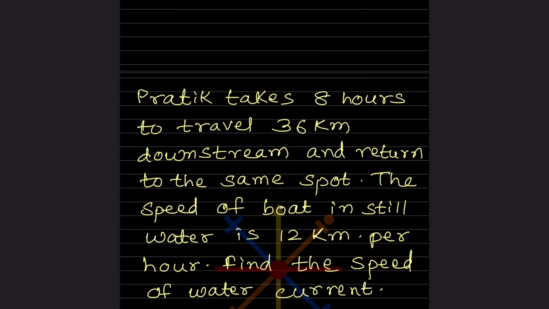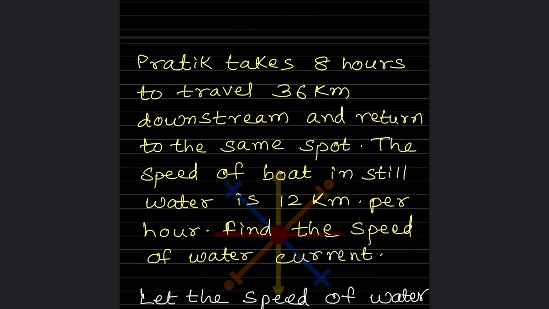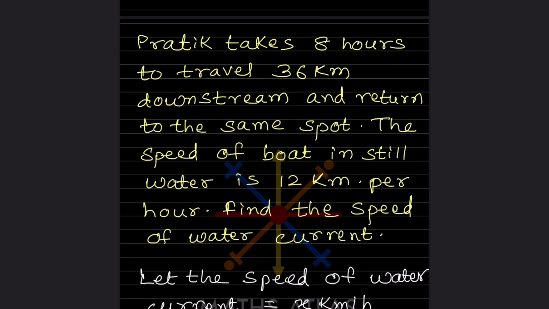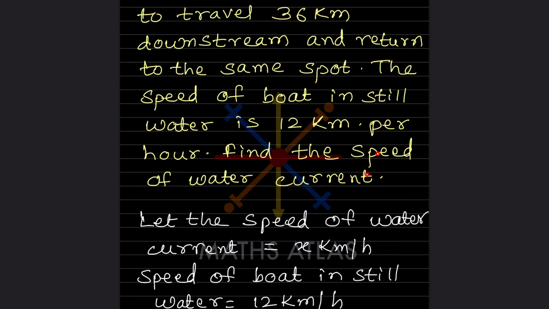So now the next question says that Pratik takes 8 hours to travel 36 kilometers downstream and return to the same spot. The speed of the boat in still water is 12 kilometers per hour, and we have to find the speed of the water current. They have asked the speed of water current, that we should consider as x kilometer per hour. And what they have given, speed of boat in still water, is 12 kilometer per hour. That is also written over here.